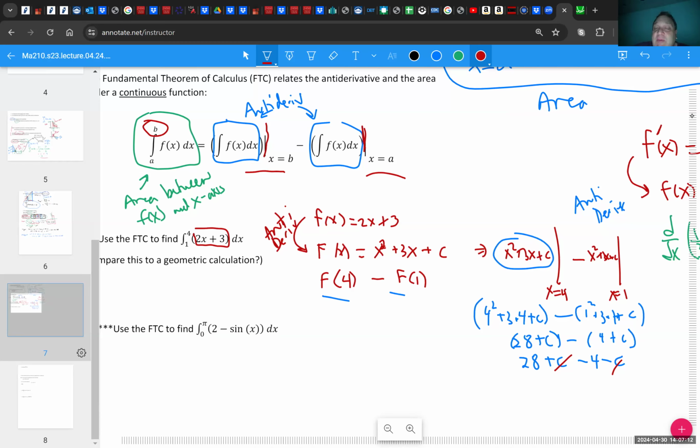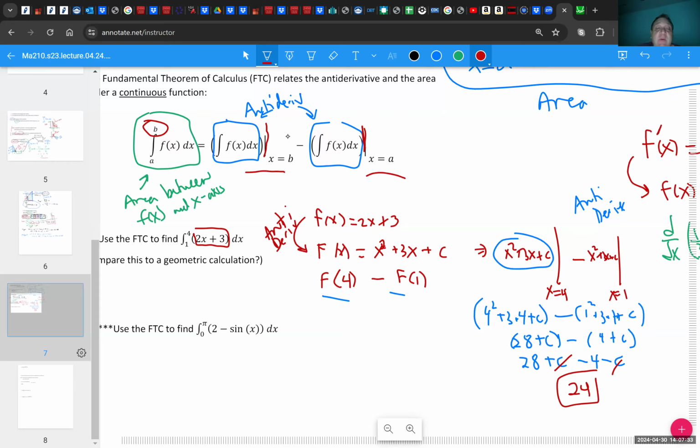Anyway, to finish up this problem, 28 minus 4 is 24. So 24 is the area between this function 2x plus 3 and the x-axis from x equals 1 to x equals 4. And we did that using the fundamental theorem of calculus. All right, so hopefully that explanation works well for you.